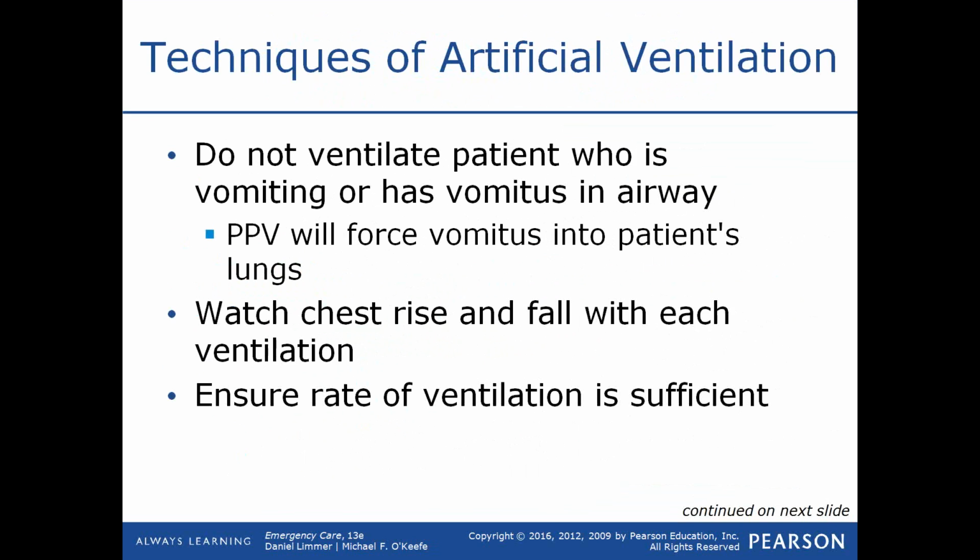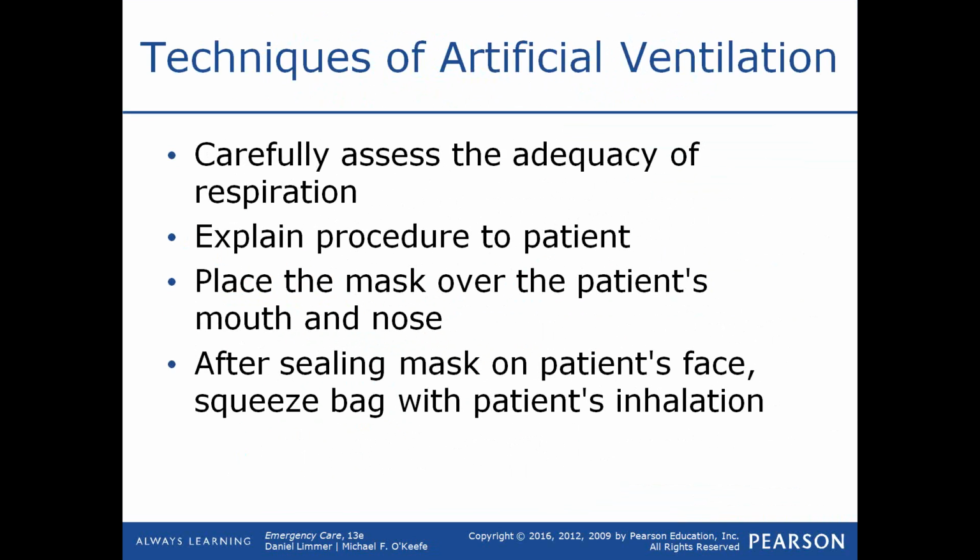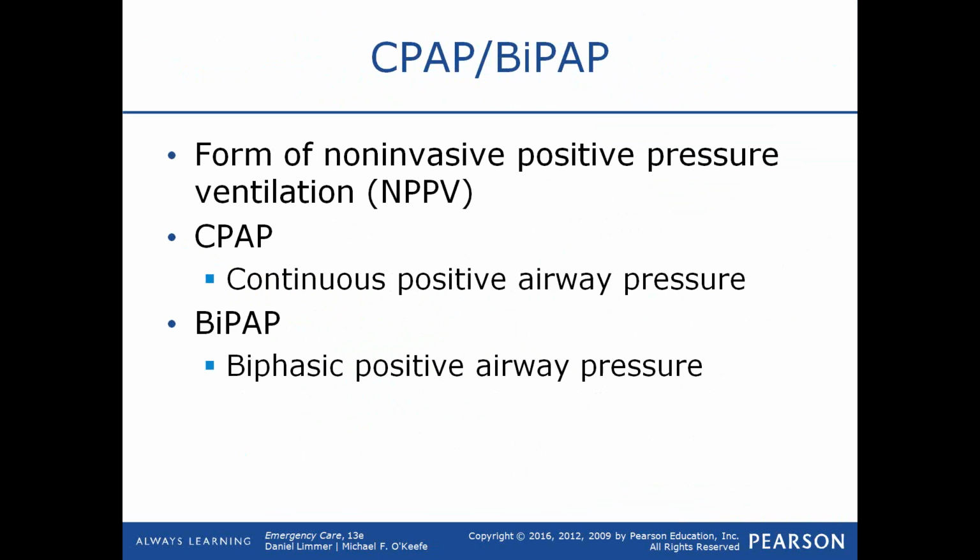At most, I would want to ventilate my patient once every 6 seconds. And that would give you about 10 breaths a minute. Oftentimes doing that with 100% oxygen will slow their breathing down. So assess the adequacy of the respiration. Is the chest rising and falling adequately? Are the lungs clear? If you need to assist ventilations, explain that procedure to the patient. Put the mask over the patient's nose and mouth, and then after sealing it to the patient's face, squeeze the bag during the patient's inhalation.